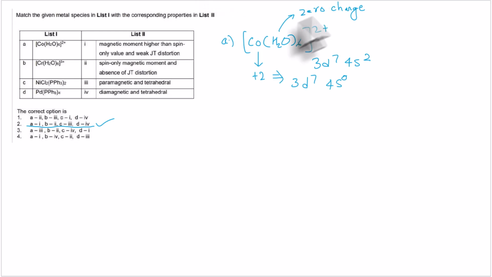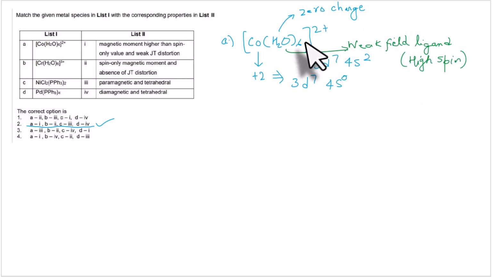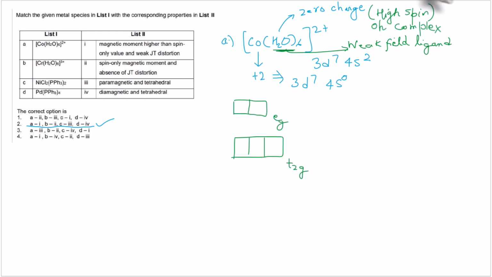Now, what kind of ligand is H2O? So, H2O here is a weak field ligand. And thus, we have a high spin complex. And since we have 6 aqua ligands, this complex is obviously an octahedral complex. Now, we accommodate these 7 electrons in the t2g and eg orbitals in the high spin condition.